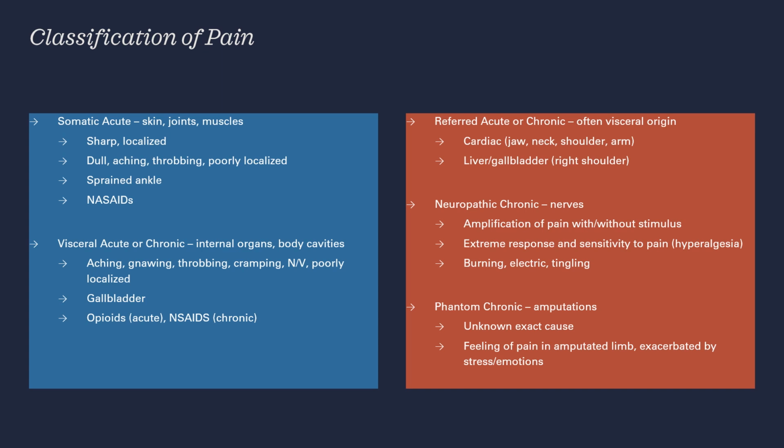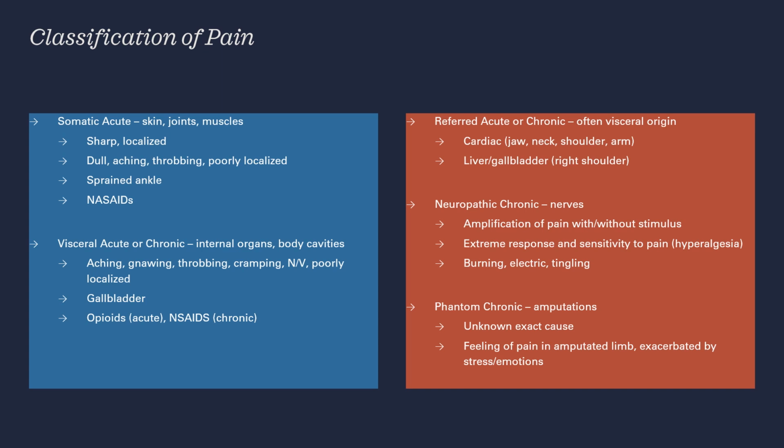Visceral pain is abdominal pain, internal organ pain, and body cavity lining pain. It may be acute or chronic, depending on the underlying cause. For example, gallbladder pain from cholecystitis, or an inflamed gallbladder, leads to poorly localized pain that is aching, throbbing, or cramping, and often radiates and refers to another area of the body. In this case, it is often referred to the right shoulder.